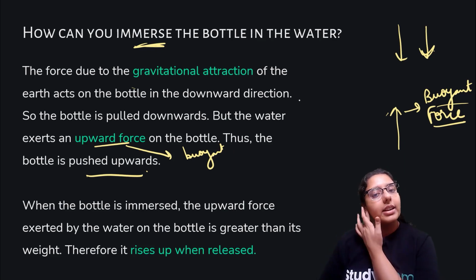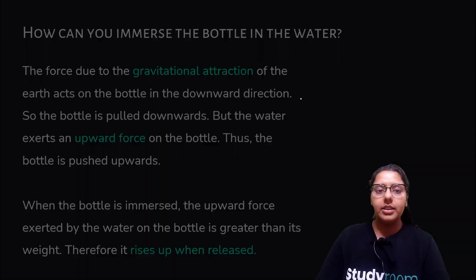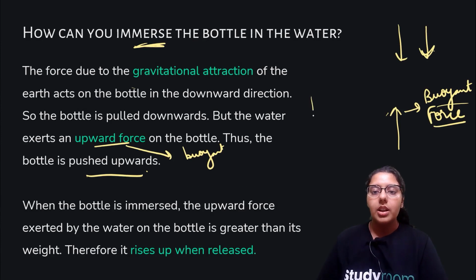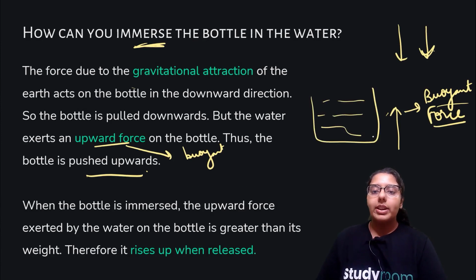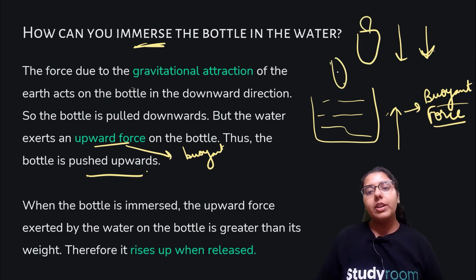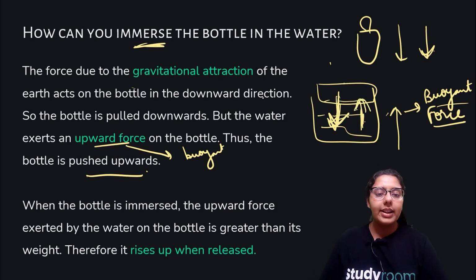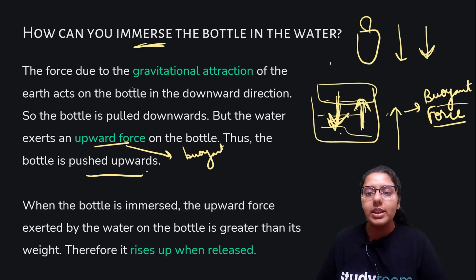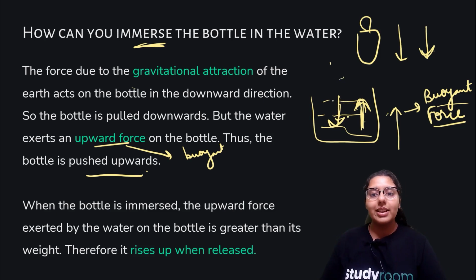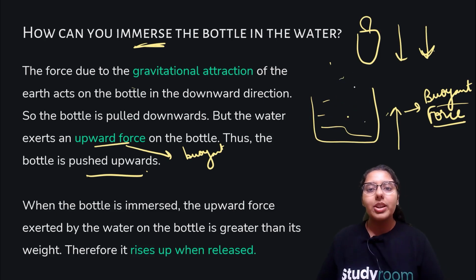Have you ever seen that when you take a container, put some water in it, take a water bottle and just drop it, you'll see that it will float? It will not sink. But when you want to immerse it, you push it down, right? You push it down and the upward buoyant force is applied on it. And therefore, when you release it, it rises up again. Have you ever noticed this thing? You try to push it, and you feel that you're applying some force to push it down.